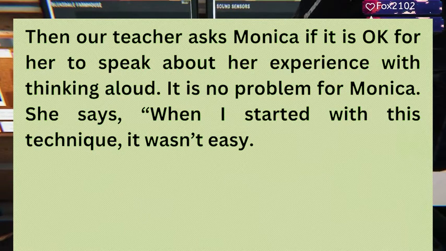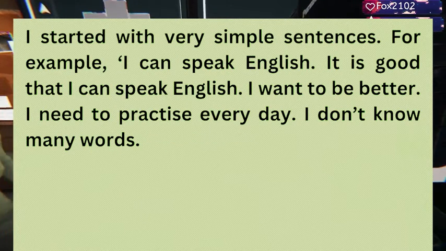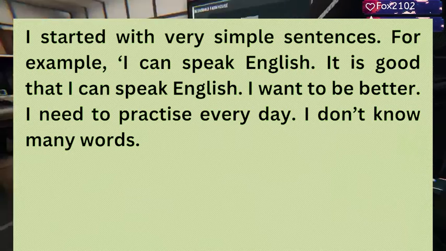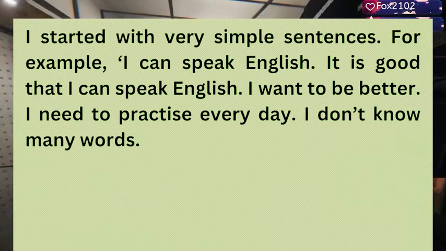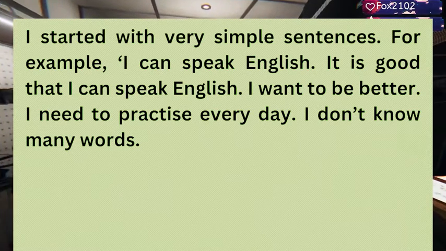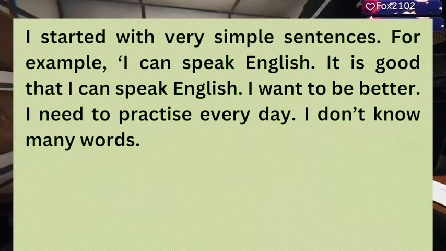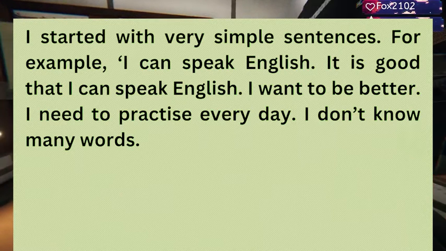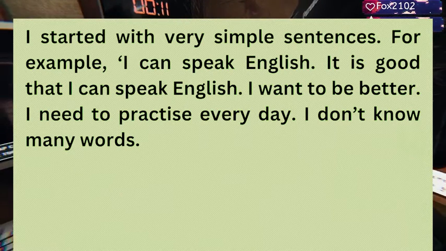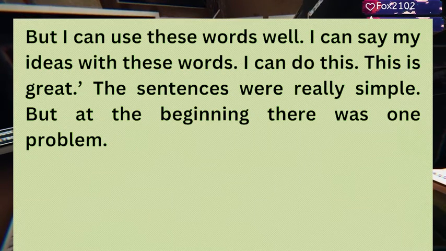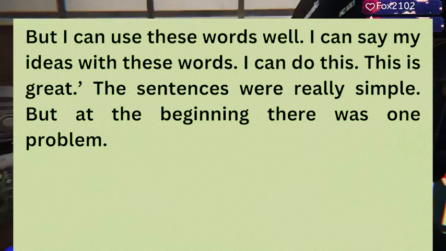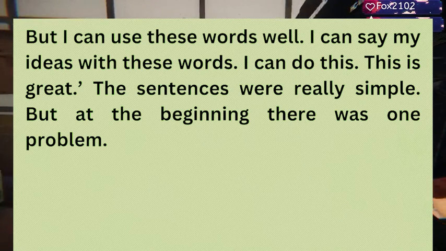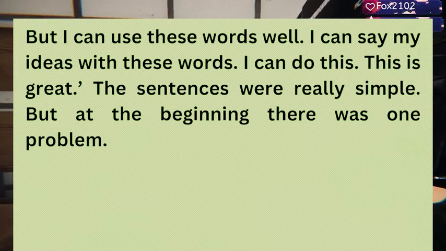She says, "When I started with this technique, it wasn't easy. I started with very simple sentences. For example, I can speak English. It is good that I can speak English. I want to be better. I need to practice every day. I don't know many words, but I can use these words well. I can say my ideas with these words. I can do this. This is great."